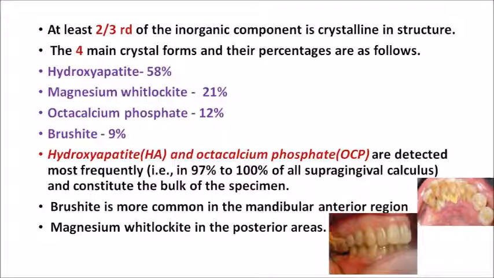And there are some MCQs associated with each of these crystal forms. Hydroxyapatite, yes, it accounts for the maximum percent. Hydroxyapatite and octacalcium phosphate are the most frequently detected crystalline forms. About brushite, it is common in the mandibular anterior region. Mandibular anterior lingual is a very frequent area of calculus formation, you know. The bulk of this is formed by brushite. About magnesium whitlockite, this is the major crystal form found in the posterior part of the dentition. So there is one point regarding all the 4 crystalline forms.